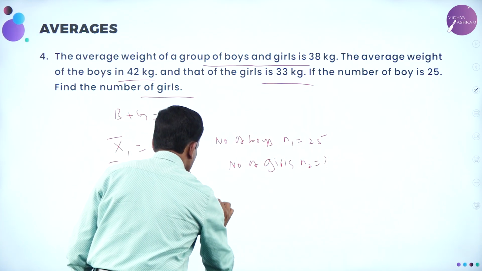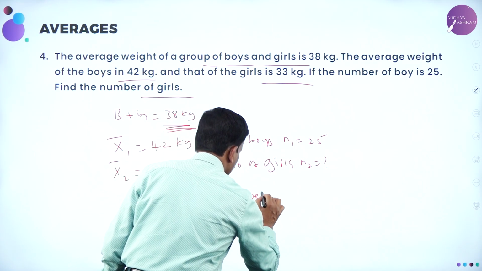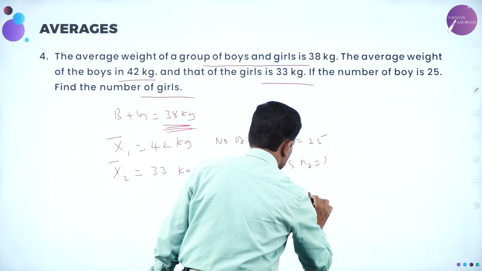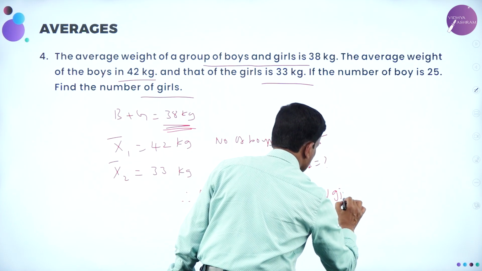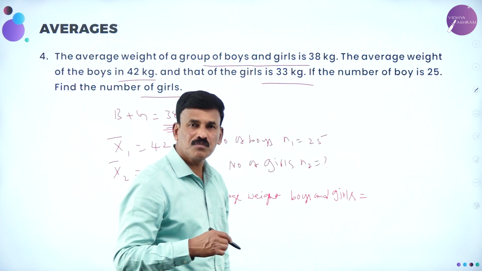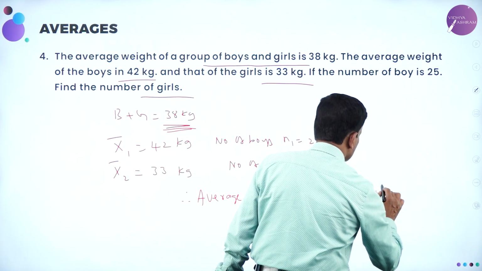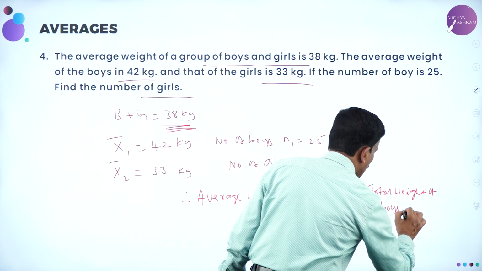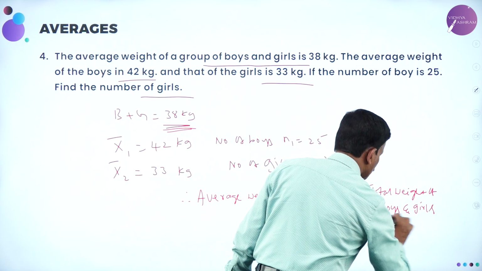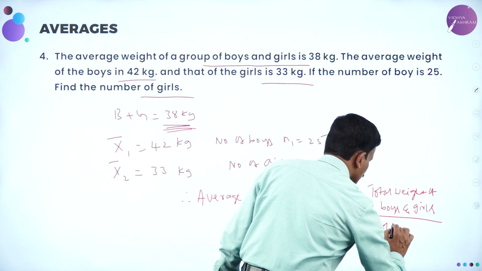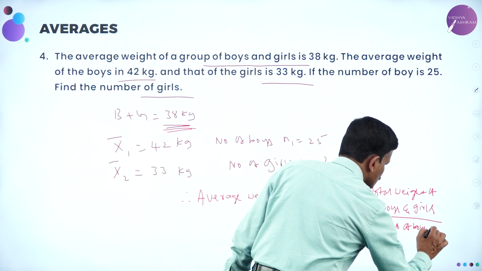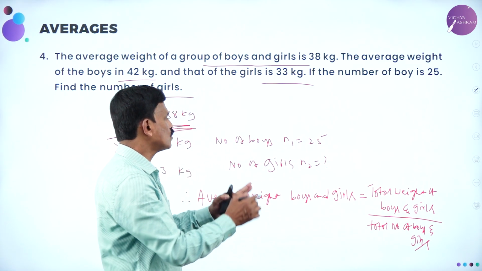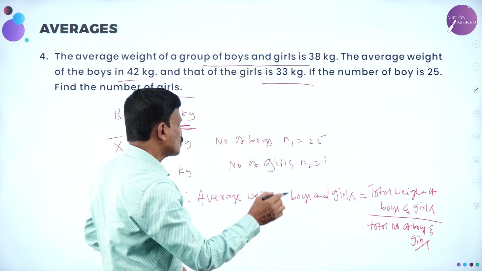Therefore, the average weight of boys and girls is equal to the total weight of boys and girls divided by the total number of boys and girls. That's it. So, the average weight of boys and girls is equal to total weight of boys and girls divided by total number of boys and girls.